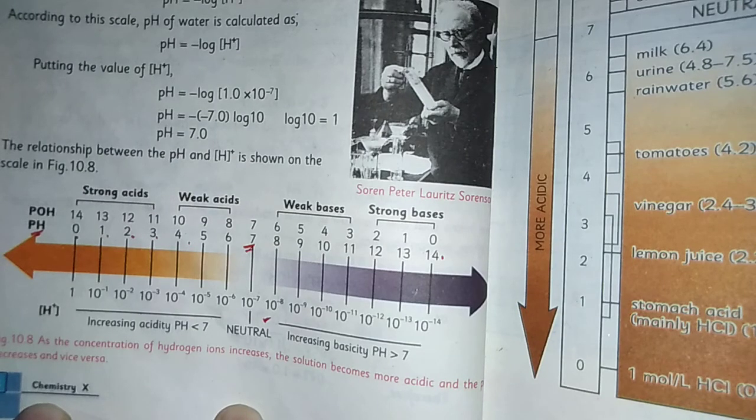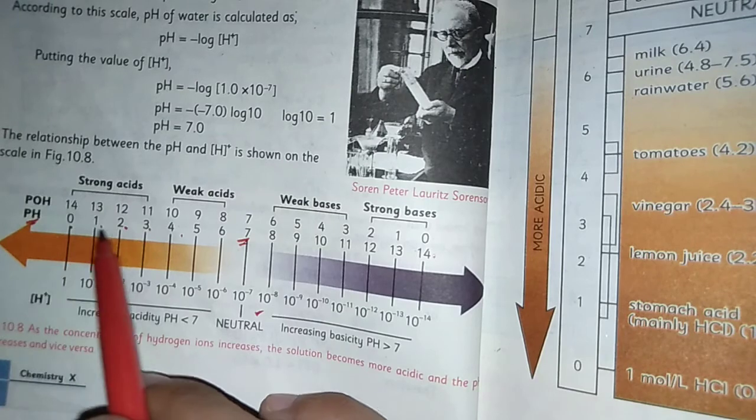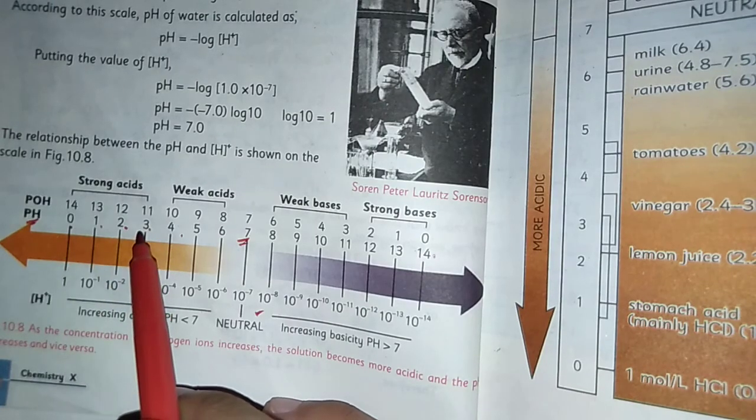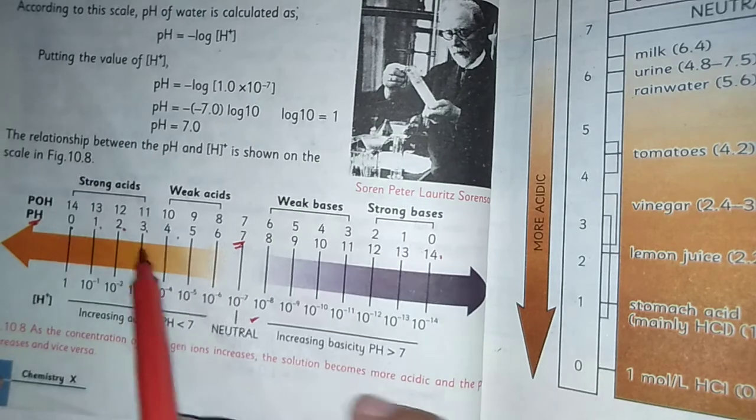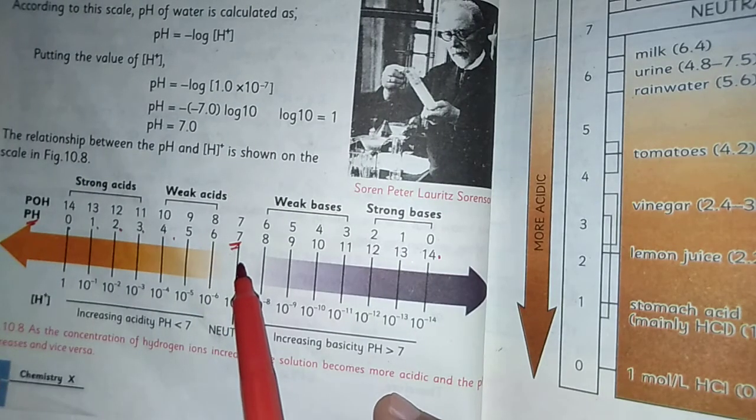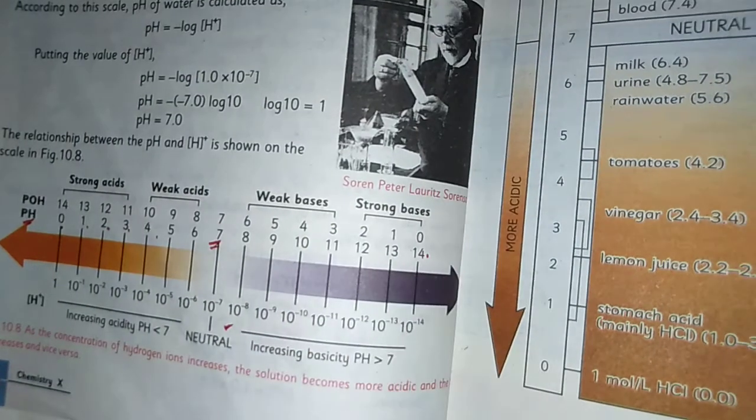If any solution is showing the pH or the pOH value of 7, that solution will be called a neutral solution. So moving away from 0, the strength of acids decreases. 7 is a neutral point, and after 7 the basic nature of the solution starts.